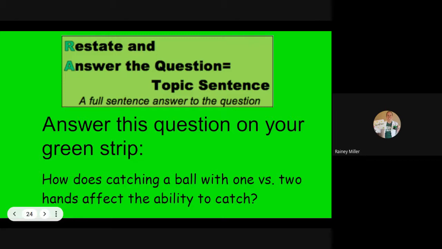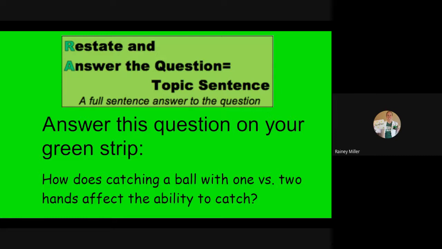So, your investigative question was, how does catching a ball with one hand versus two hands affect the ability to catch? So, you need to answer this in a full sentence. It was easier to catch a ball with, we'll say, one hand instead of two hands. Or it was easier to catch the ball with two hands versus one hand. Or it didn't make any difference when I caught the ball with one hand or two hands.